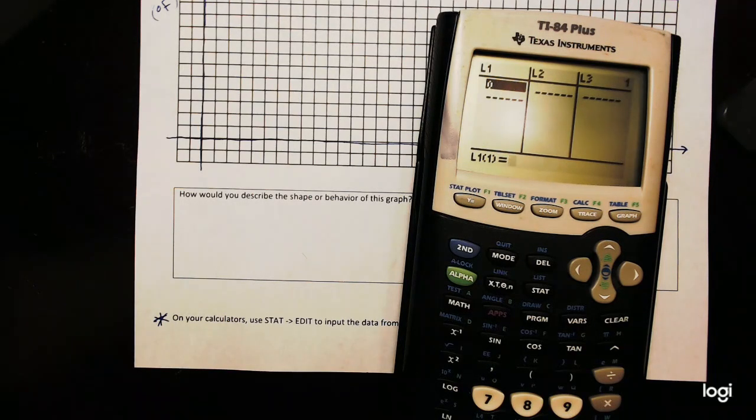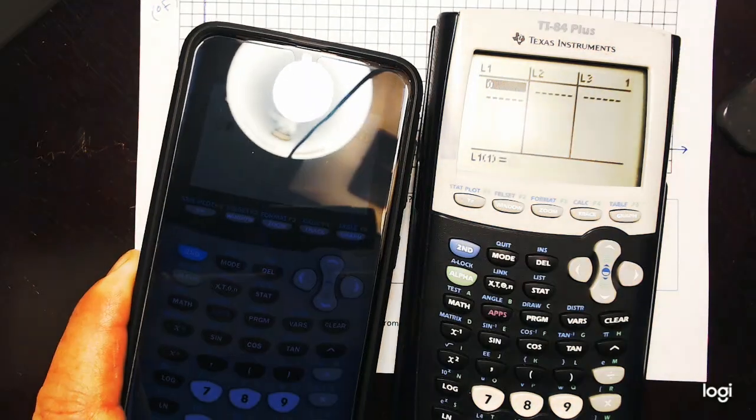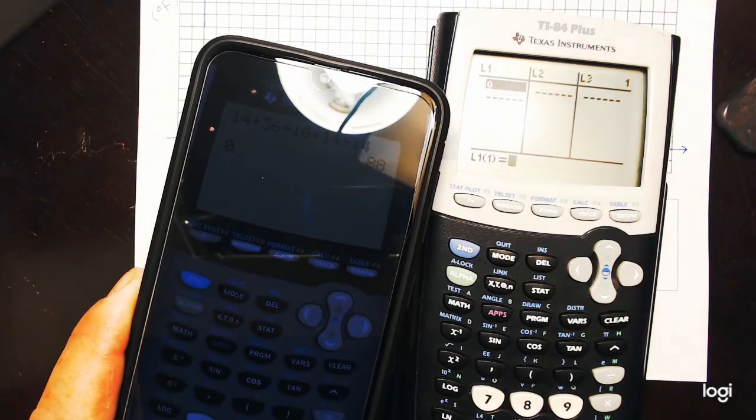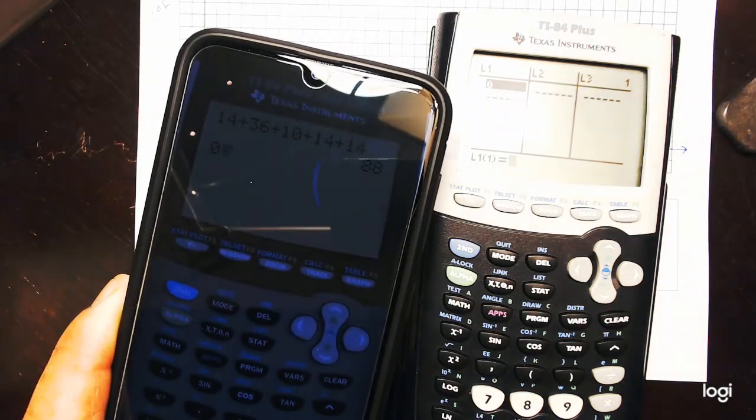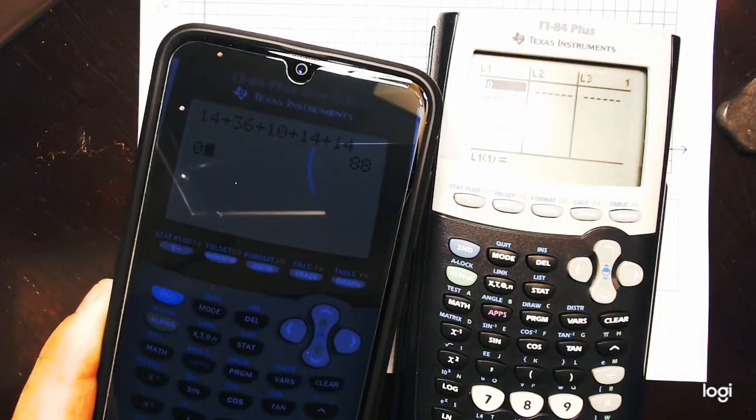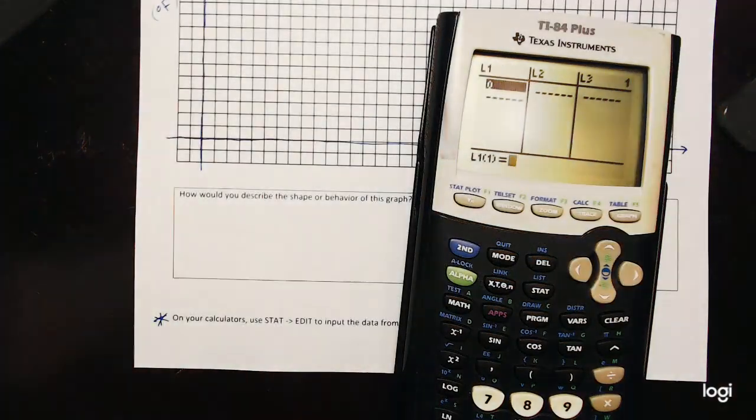Depending on if you're using your Chromebook or like a MacBook at home or a Windows computer or even your phone. Like for instance, on my phone, I don't know if you can see it, it's kind of light right now, but on my phone I have an emulator for the TI-84. So let's say you don't have your graphing calculator, you need to be a problem solver and figure out how you're going to get those lists in there.